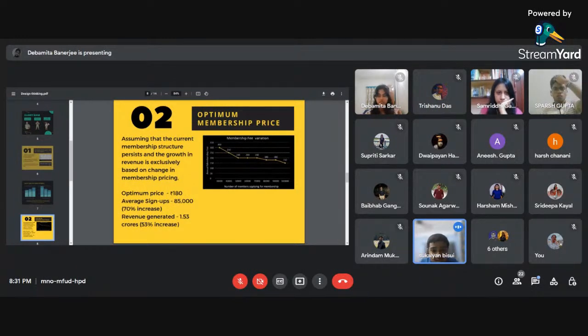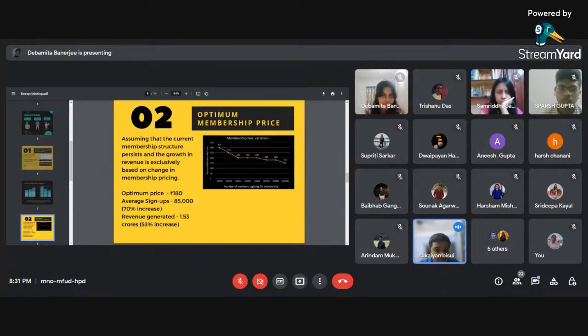In the graph, it is shown that for the subscription price of 180 rupees, the number of subscribers is between 80,000 and 90,000. So if we consider an average subscription of 85,000, which is a 70% increase, then for 85,000 subscribers, the revenue generated will be 153 crores, which is a 53% increase.